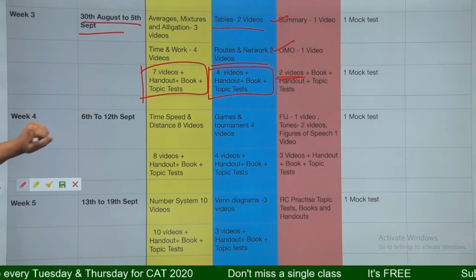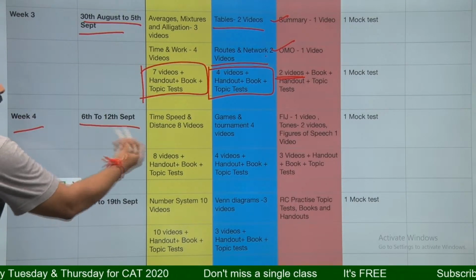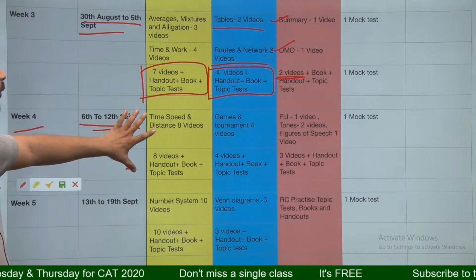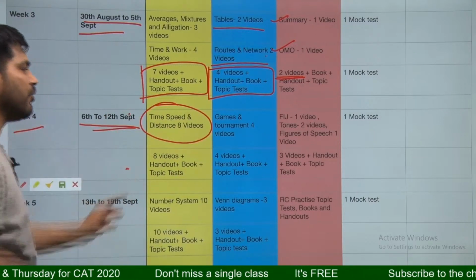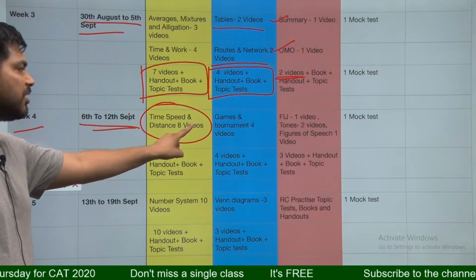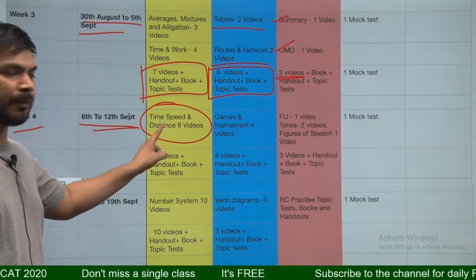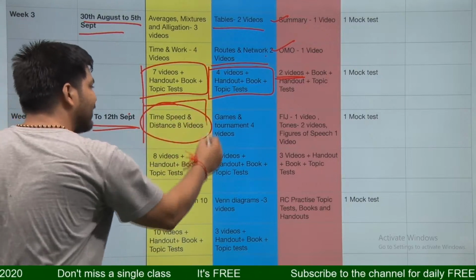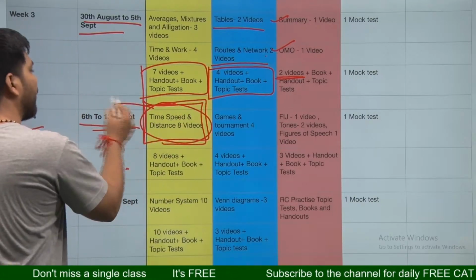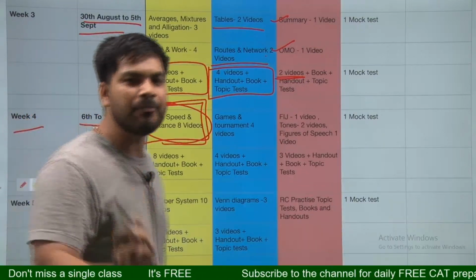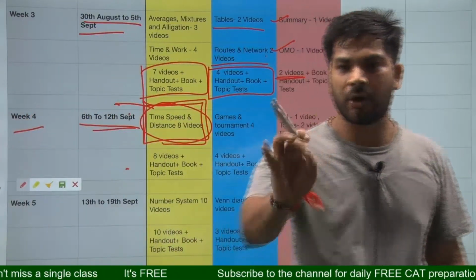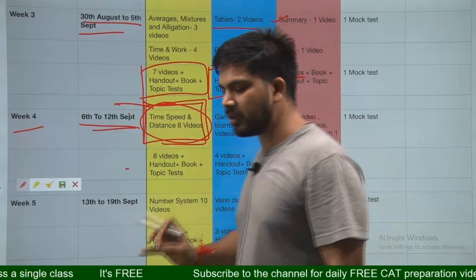Let's come to week 4. Week 4 is 6 to 12 September, ladies and gentlemen. This whole week should be given to time, speed and distance. You have got some 8 videos on time, speed and distance. You should be solving all the handout book and topic test questions in time, speed and distance. I am emphasizing time, speed and distance because this is going to be the most important chapter of arithmetic for CAT. Okay, so don't mess with time, speed and distance.